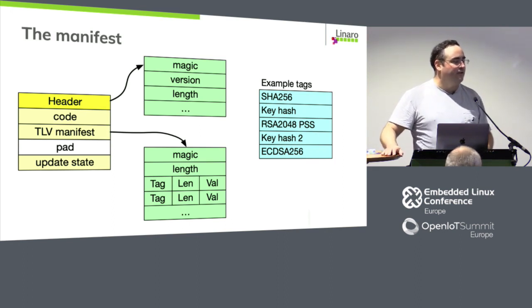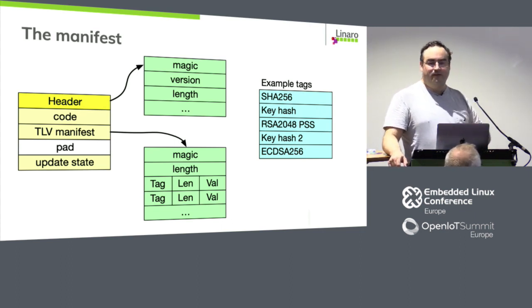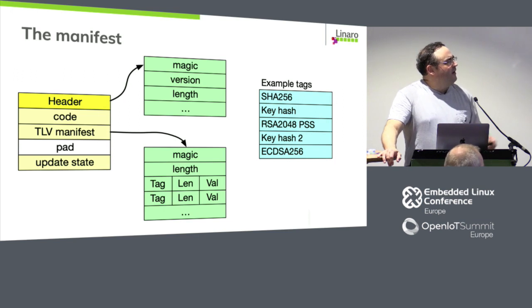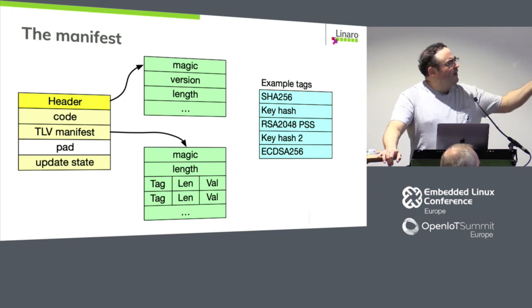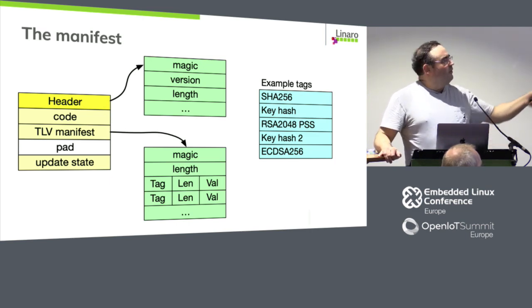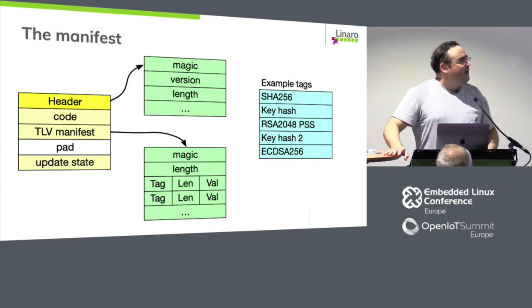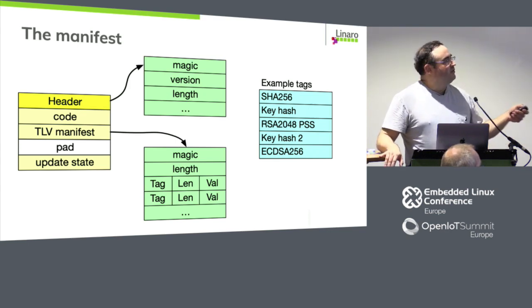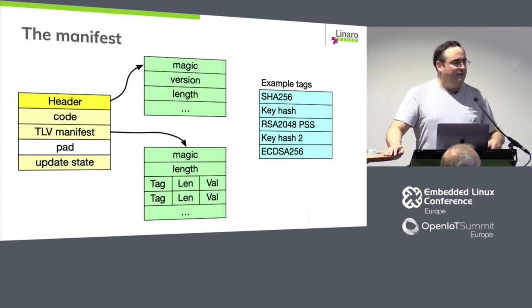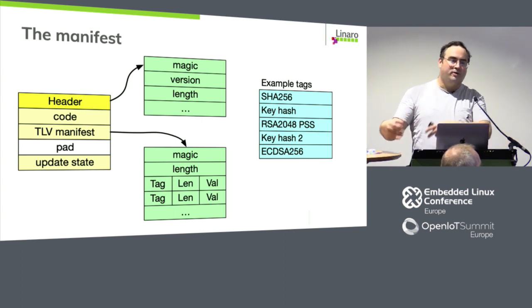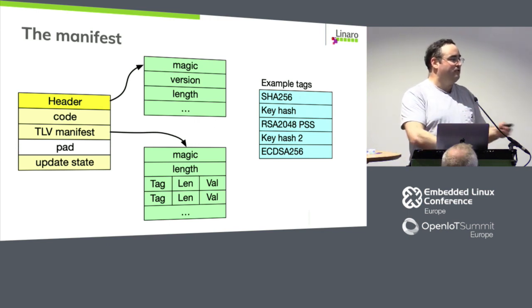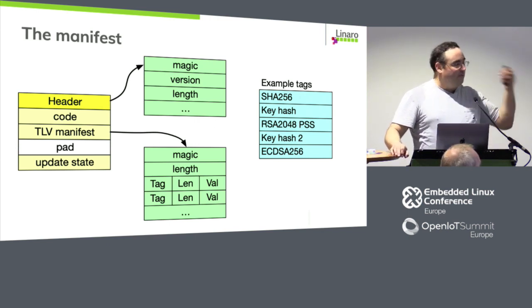Due to some constraints on ARM, sometimes there's a bit of padding because there are usually alignment constraints on where the vector table can live. And then following this, which is computed by the header plus length, it jumps to this TLV manifest, which has a magic number and a length, and then a bunch of these triplets of tag, length, value. The kind of things that are there might be a SHA-256 hash, a key hash, which is the hash of a public key, so that the bootloader knows which key to check this against, and then possibly some signatures.